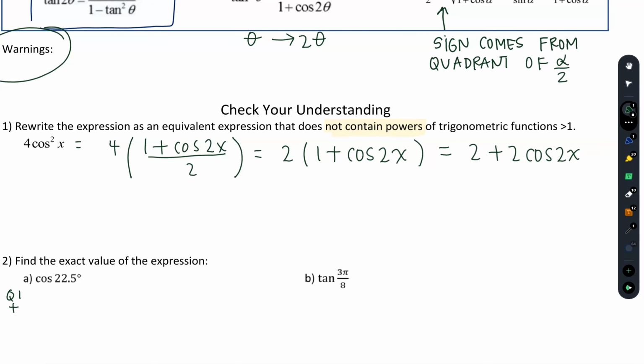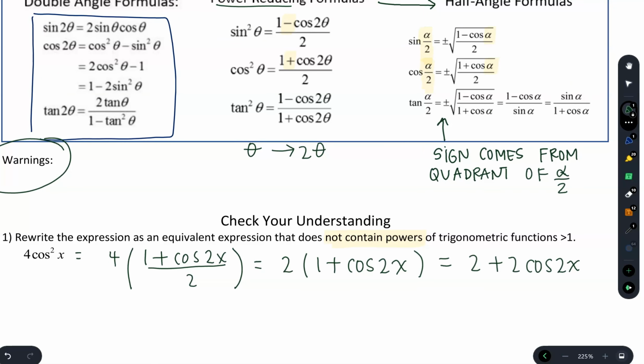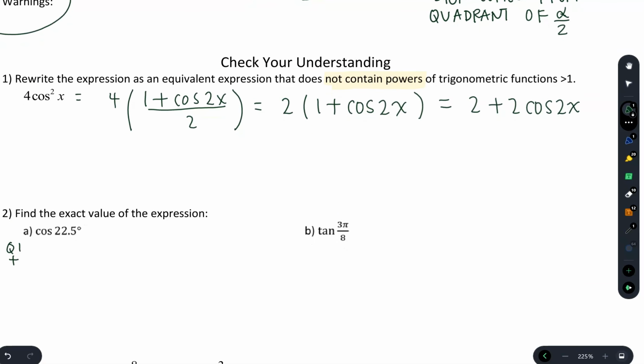So 22.5 does seem like it's a half angle of something. And what is that something? So 22.5 times 2 gives me what? 45 degrees? Okay. So cosine of 22.5 degrees is going to be the same thing as cosine of 45 divided by 2. Okay. Cosine is positive in quadrant 1, so this will be a positive. And then this will be 1 plus cosine of 45 degrees, because that's my alpha. And this is all over a 2.